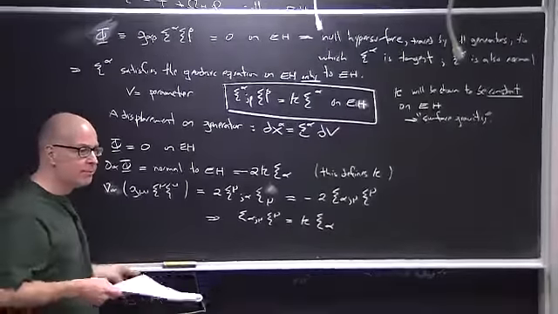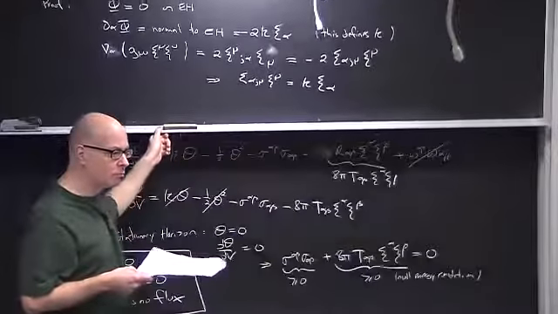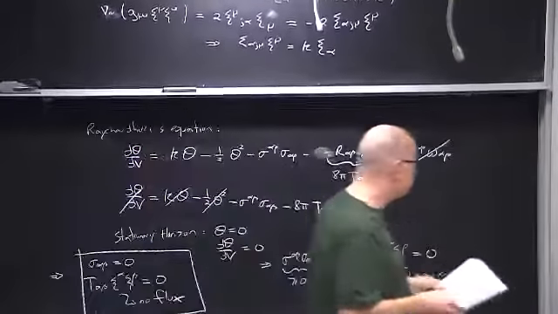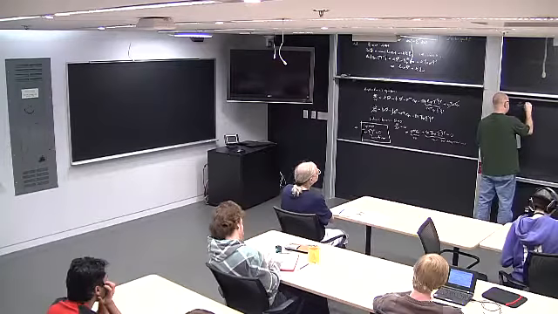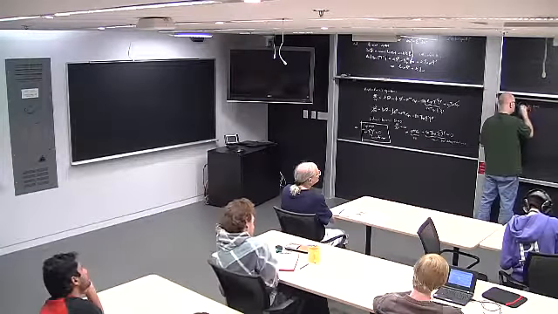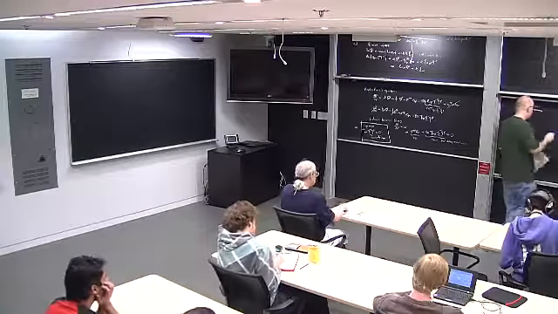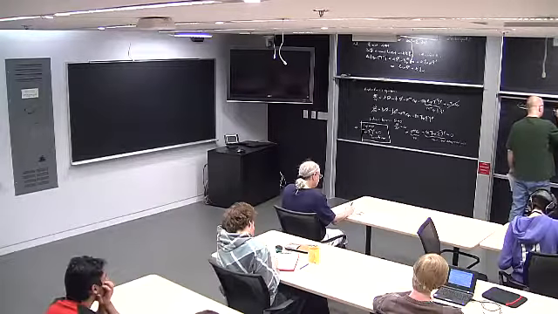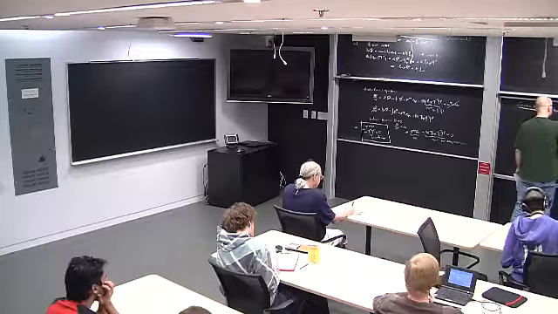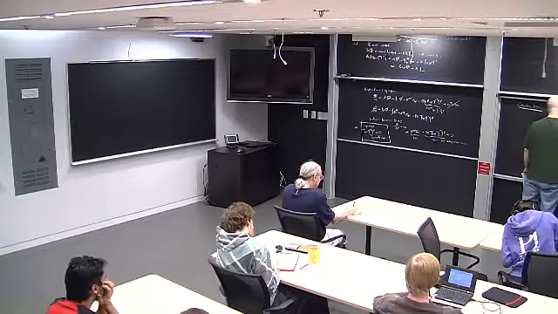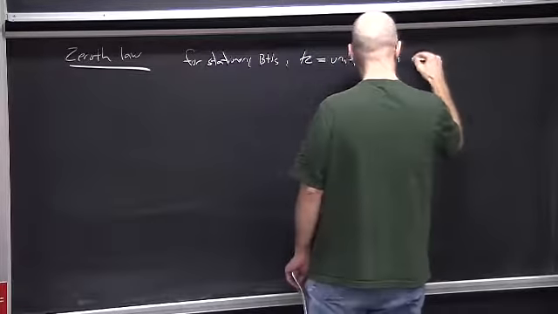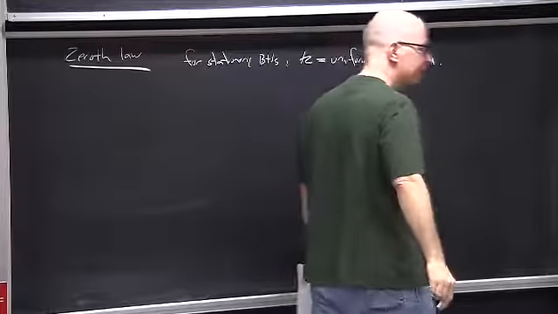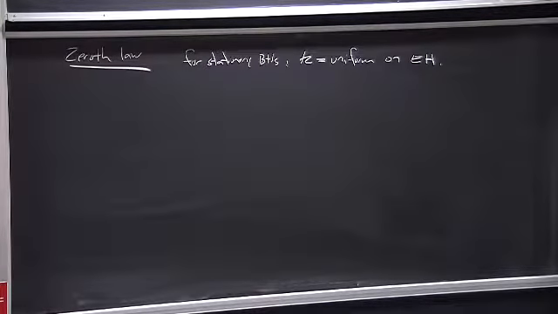Other questions? Okay, let's get going. So I want to state and prove the Zeroth law. And the Zeroth law says that for stationary black holes, kappa is uniform on the event horizon. It's a single constant valid for all the generators.